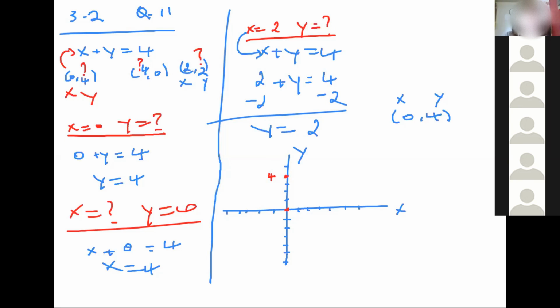We don't actually mark the points along the way. We just start from here and count up. 1, 2, 3, 4. Okay, so that's the first point.